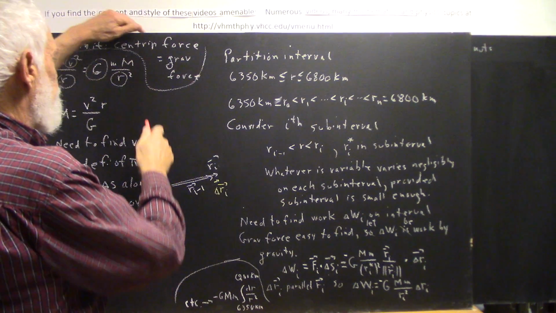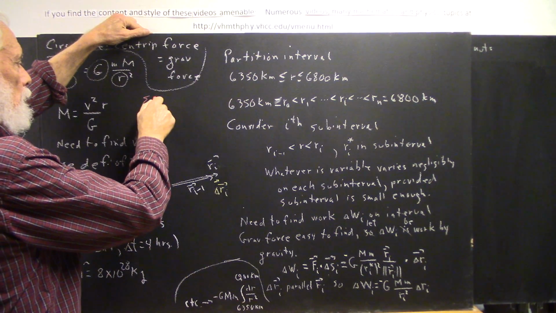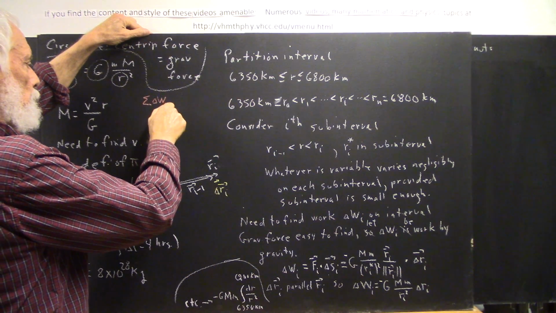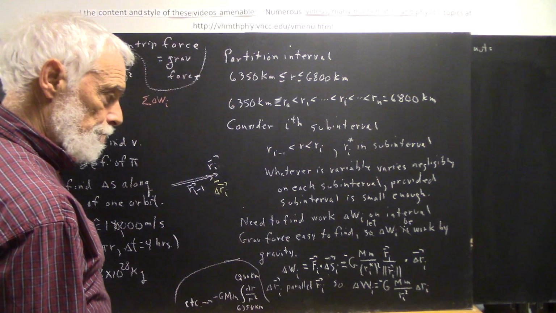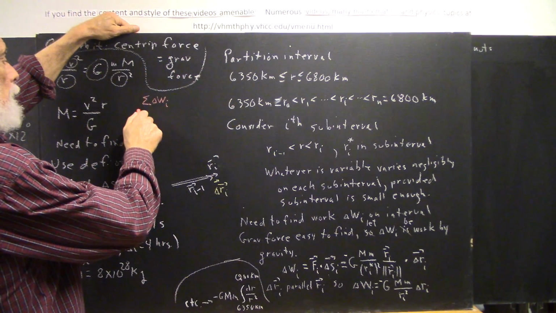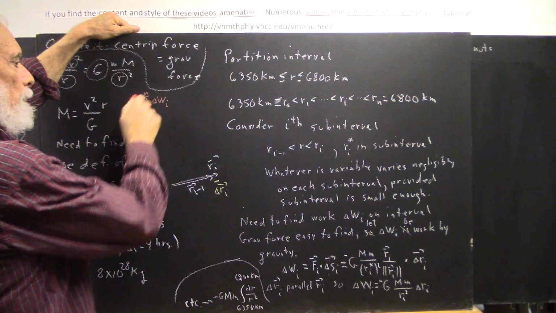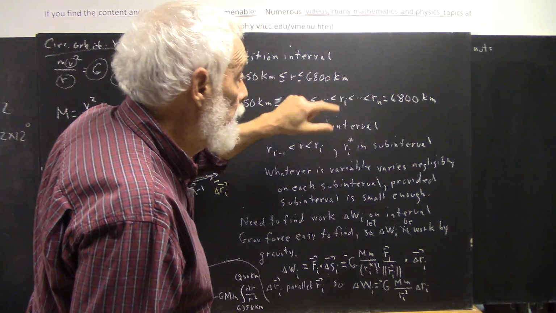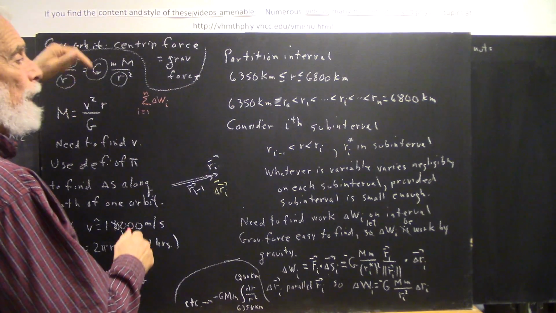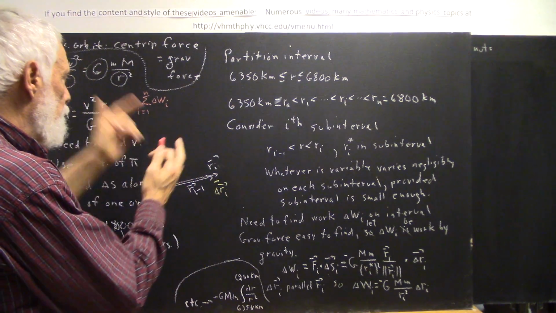Okay, the sum now of our work contributions, which I choose in somewhat standard notation to represent by delta W sub i, the sum of those from i equals 1 to n, corresponding, of course, to this partition. We get one for each of the n subintervals of this partition. And we shrink the subintervals down in the limit.